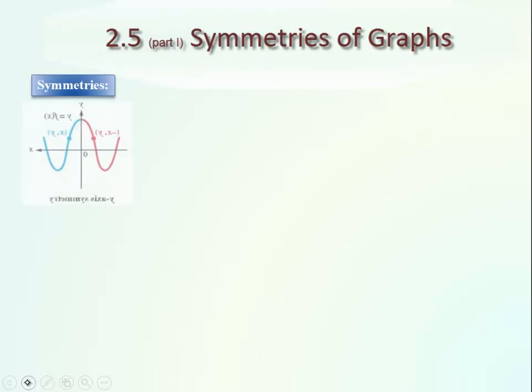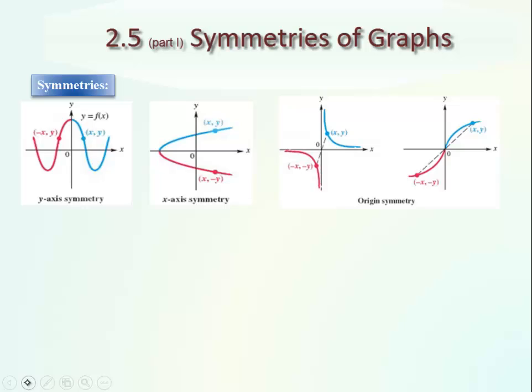This lesson is about symmetries and transformations of graphs. First, we'll talk about symmetries. Here we have examples of some symmetries that may happen with the graphs. On the first diagram, we see y-axis symmetry. What does it really mean?